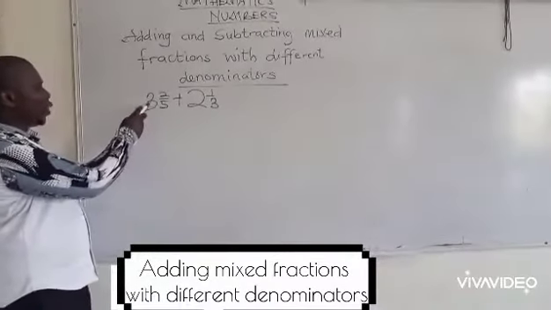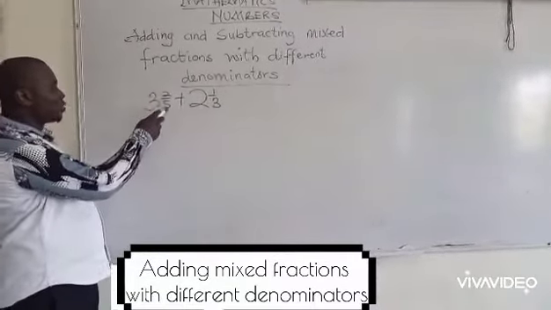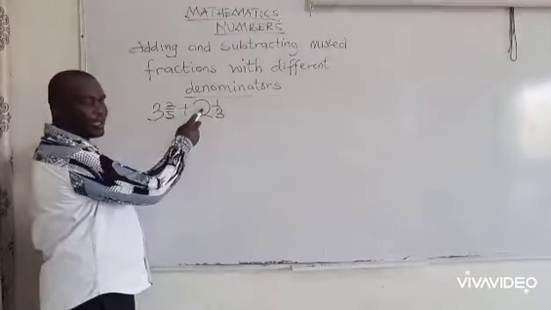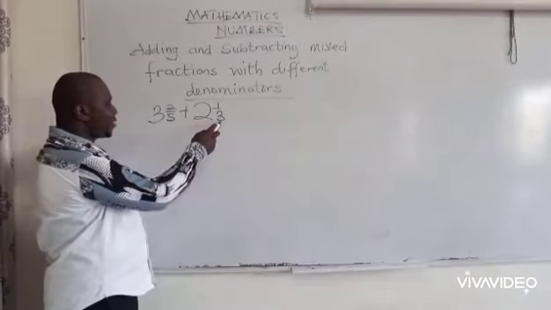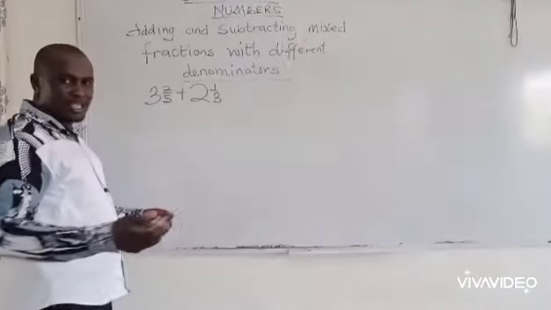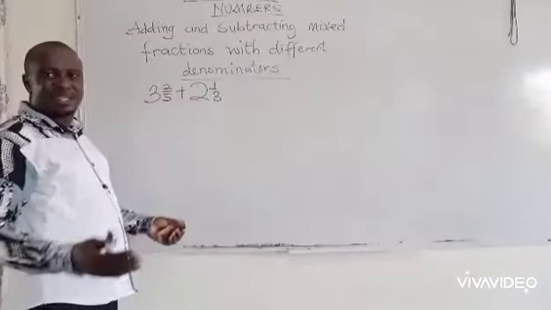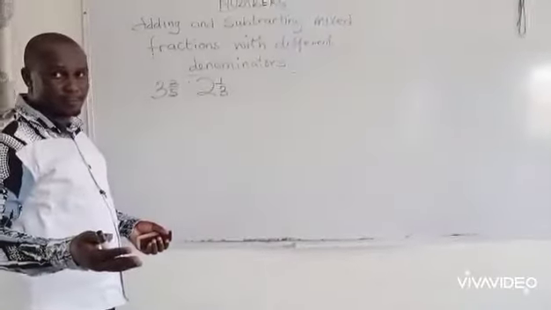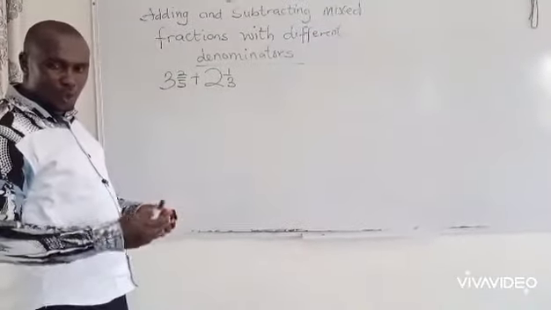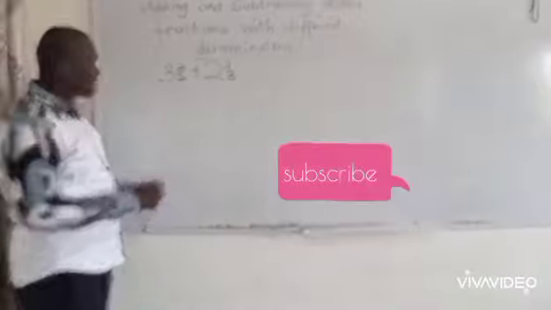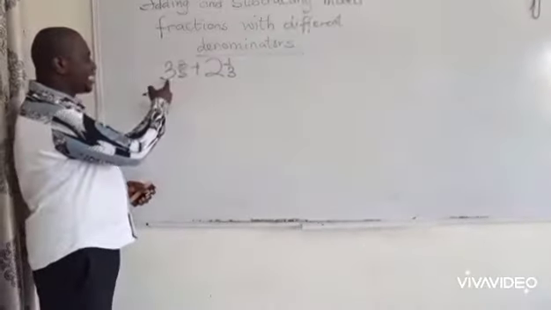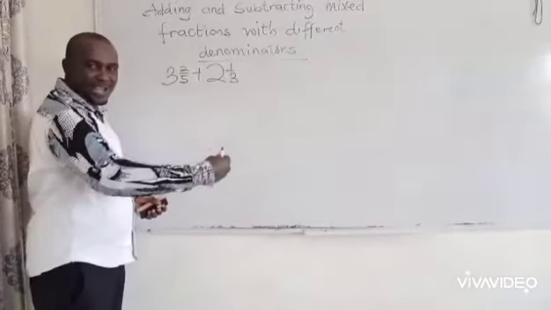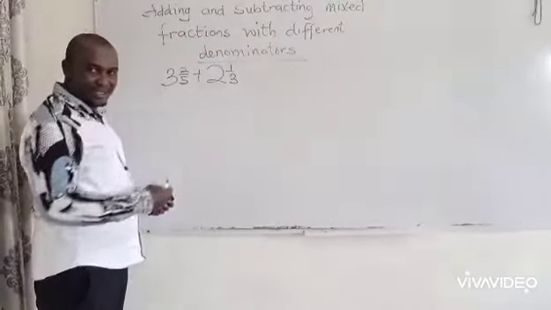We have 3 whole number, 2 out of 5, plus 2 whole number, 1 out of 3. In mathematics, we can use several methods to solve this question, but I want us to look at the simplest method. And the simplest method I'm giving to you today is first to add the whole numbers and add your answer or findings to the fraction.